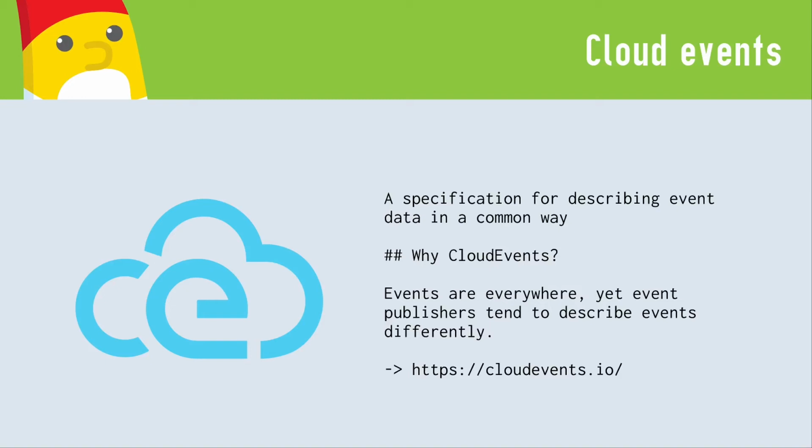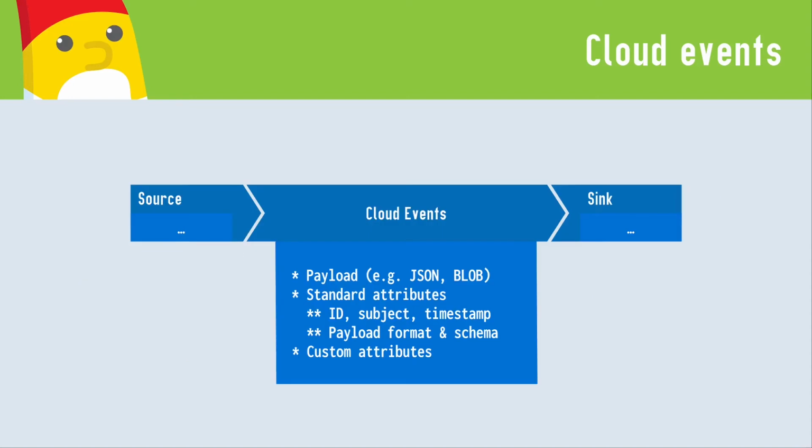Cloud events is a specification for describing events and how they are transported. There's a nice mission statement on their homepage, and I would recommend to check that out as well. That explains it in much more detail. So cloud events are the glue between sources and sinks. A cloud event contains some payload that can be JSON, text, or any kind of binary data. It also has some standardized attributes like ID, subject, timestamp, etc.